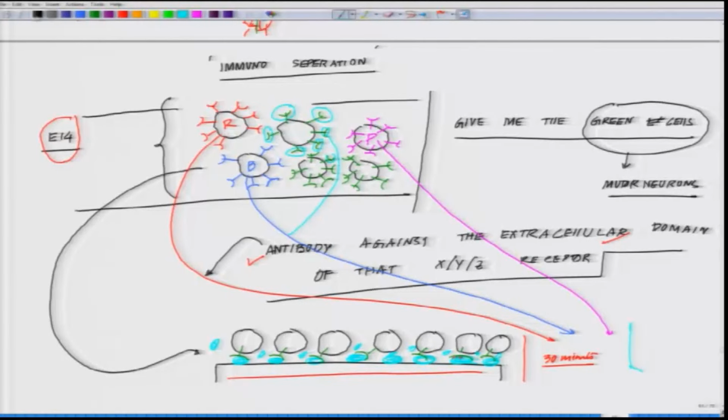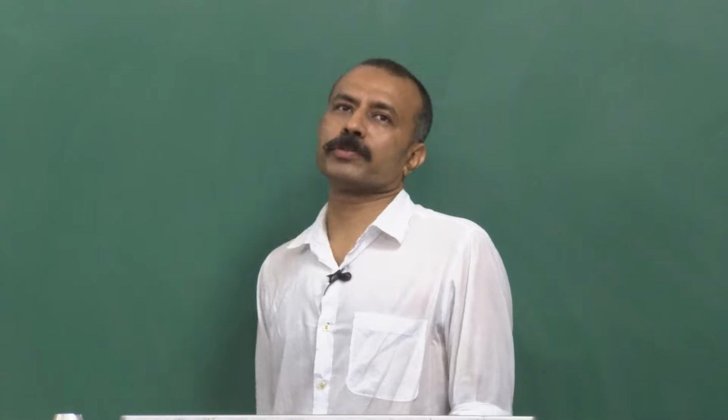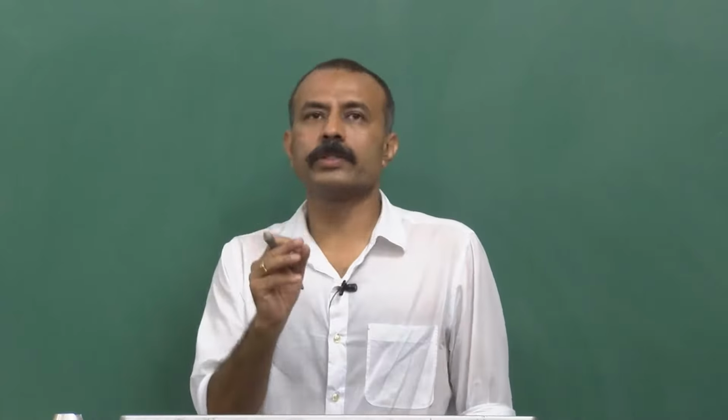and you can collect them in a different centrifuge tube in a buffer medium, and you can spin them down and you have a pure population. So this forms the basis of immunoseparation of motor neurons. Isn't it a cool technique?